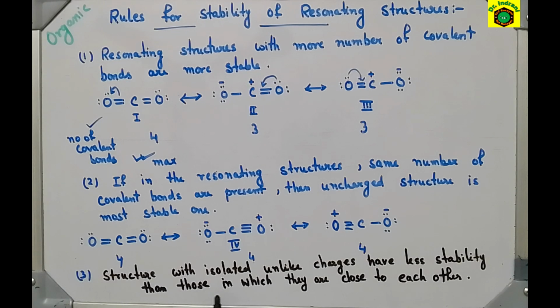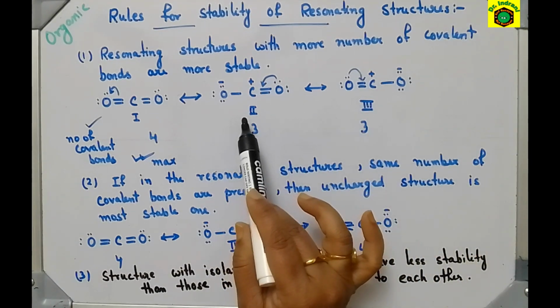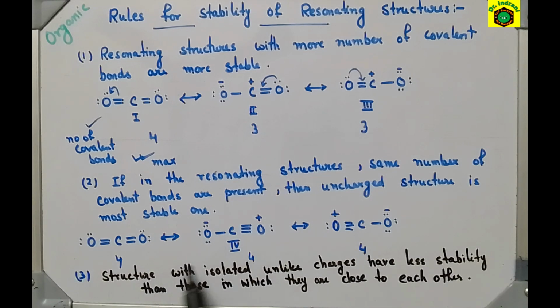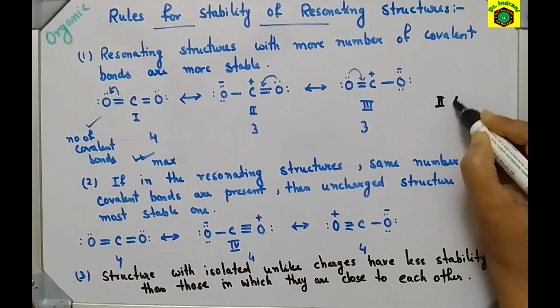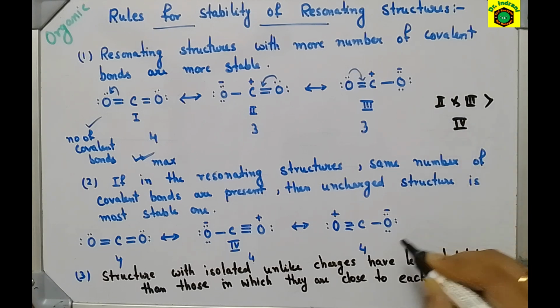Now next point, structures with isolated unlike charges have less stability than those in which they are close to each other. Now see here, opposite charges are close to each other in structures 2 and 3, but here unlike charges are separated. These are isolated unlike charges. These are having less stability than those in which they are close to each other. Means structure 2 and structure 3 are more stable than 4 and 5.